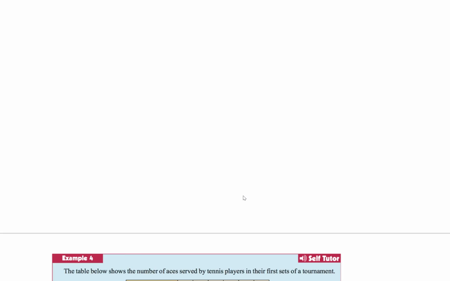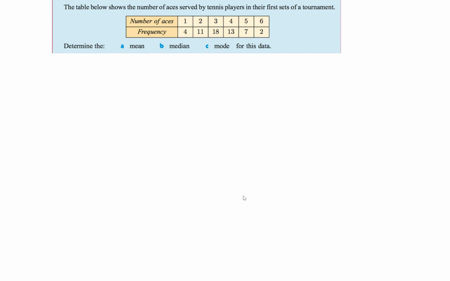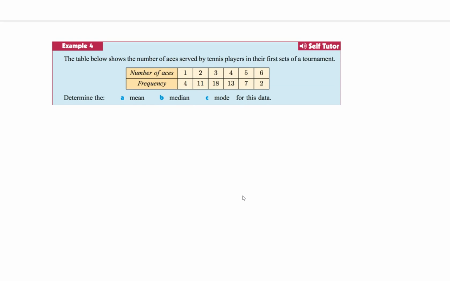Let's do an example. I'm going to do it 2 ways. I'll do it by hand first, and then I'll show you how to do it with the calculator. So the first one, A, the mean. If you want to use the formula, that is x-bar equals sigma f x over sigma f, the sum of the frequencies.